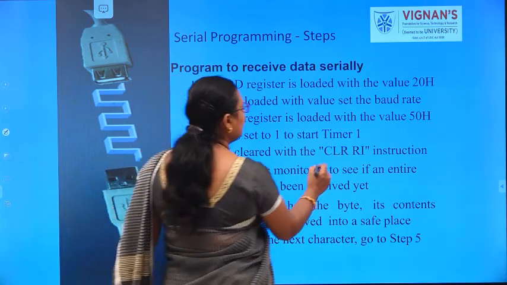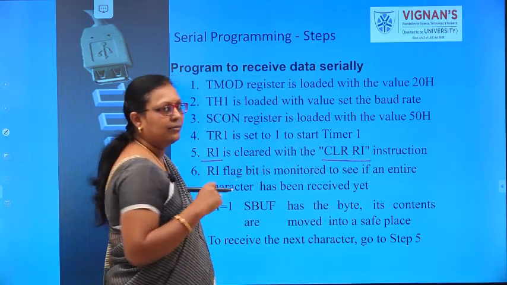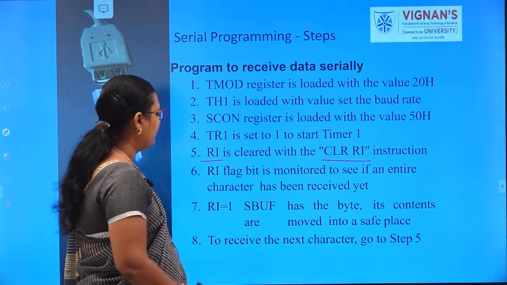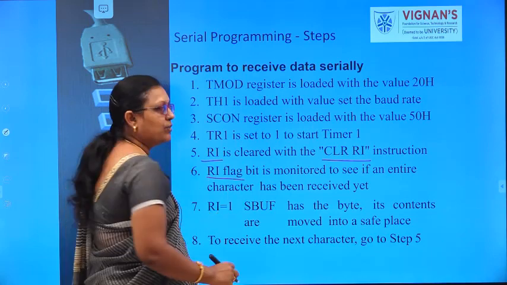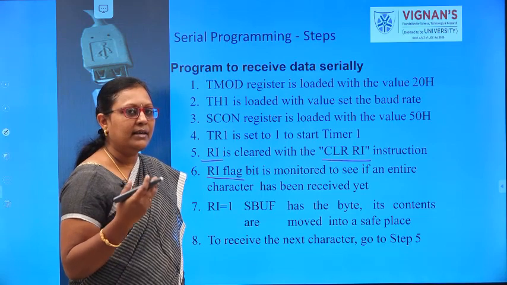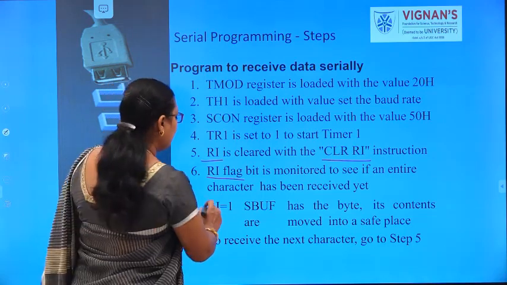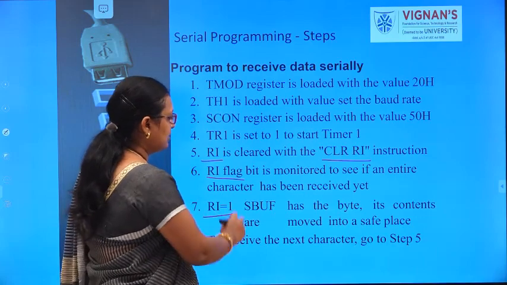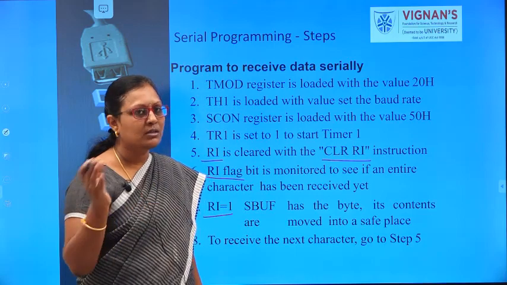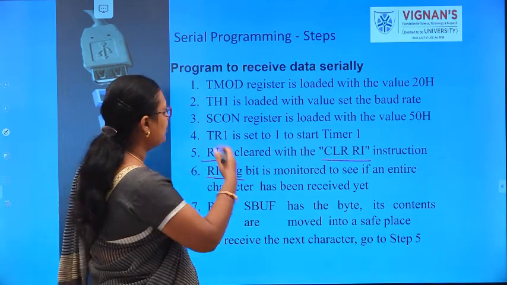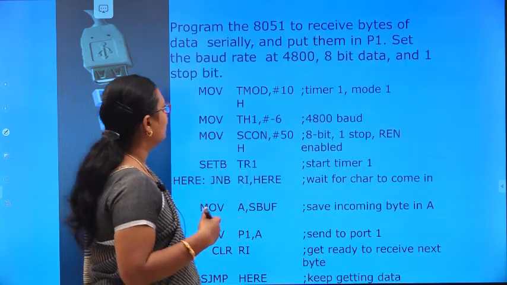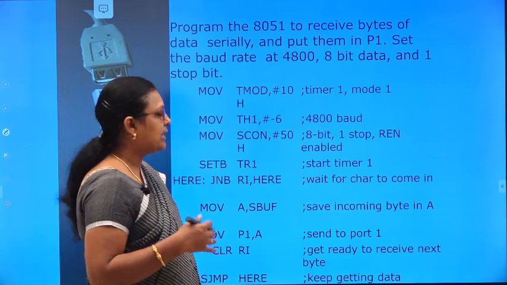We clear it by using the command CLR RI, and then the RI flag bit is monitored. Once the RI flag is set to 1, we can understand that all the data has been received properly. If RI is equal to 1, the contents of the SBUF register are moved to the proper place. This process is repeated if the programmer needs. So we will discuss one type of program with it.